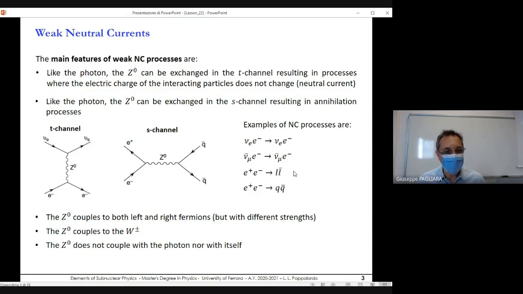Then the Z couples with the Ws, and this we have seen in the diagram before, okay, the one that solved the problem of the unitarity of the cross-section. And then the Z is found indeed not to couple with the photon nor with itself.